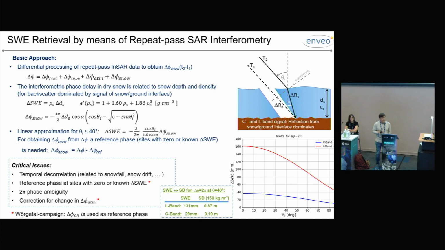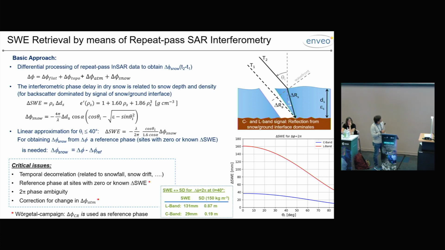And finally, we can simplify this to get a direct, very nice relation between the change of the snow water equivalent, the snow mass, and the observed interferometric snow phase after removal of all the other contributions. And this depends on the incidence angle of the local slope and, of course, also on the wavelength. Just what I want to point out is the high sensitivity of this, for L-band and C-band, both frequencies, what we are measuring.